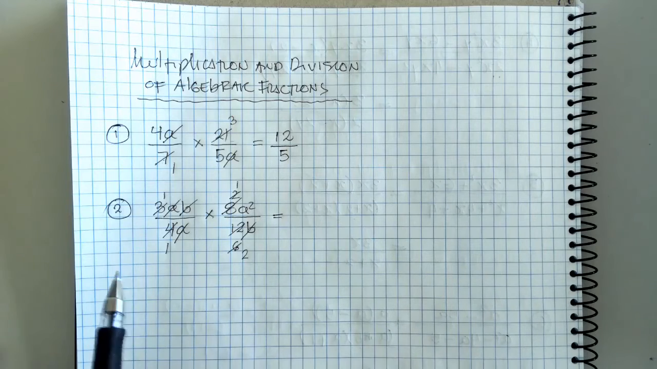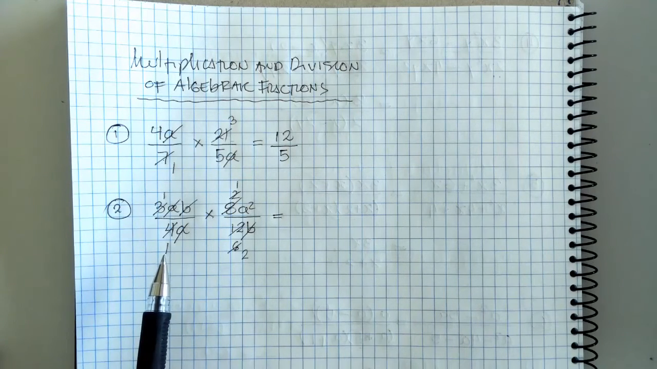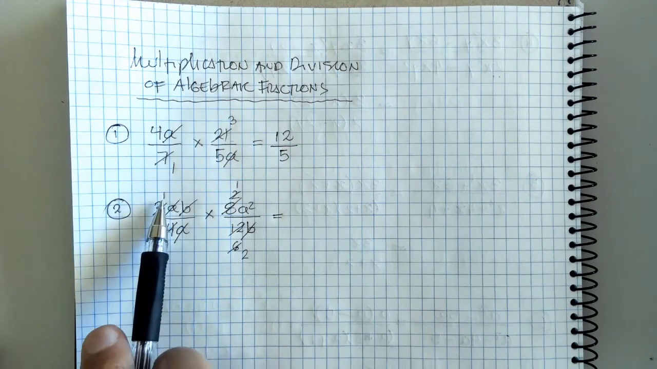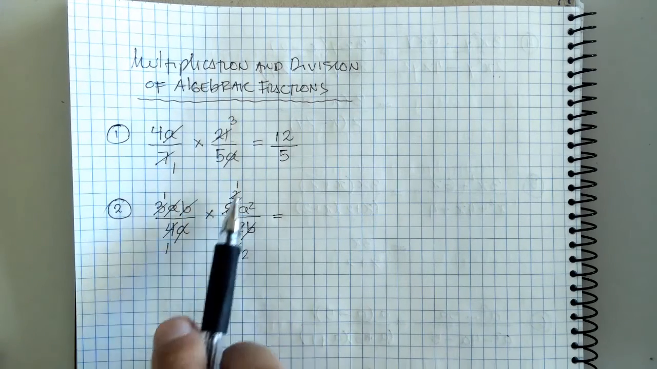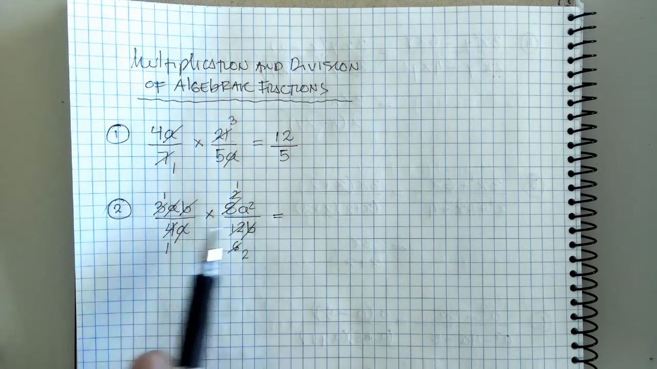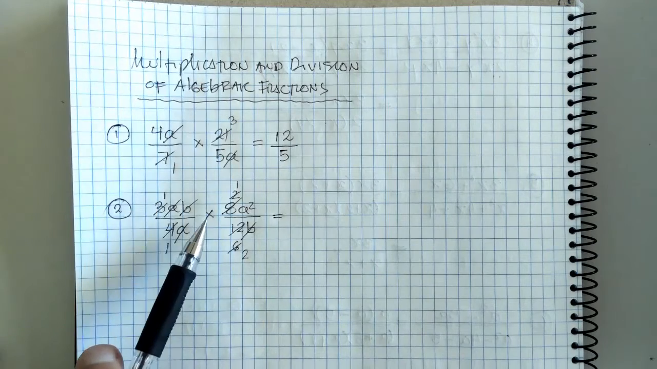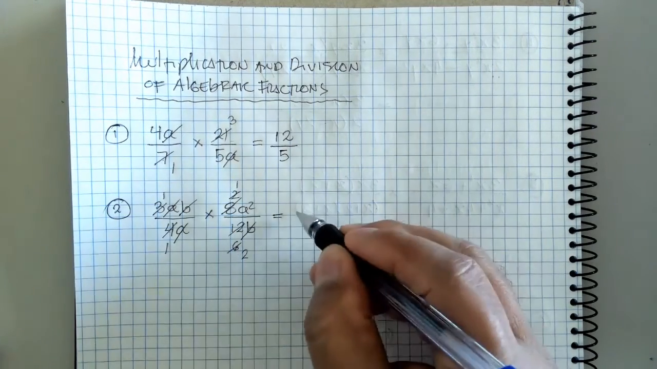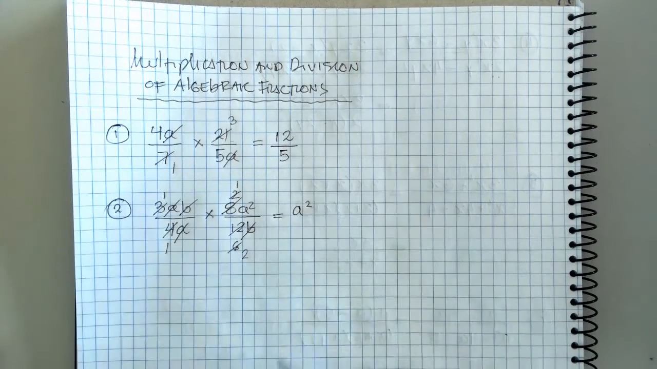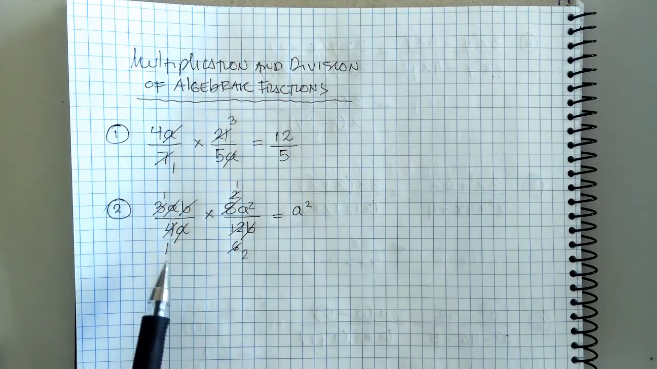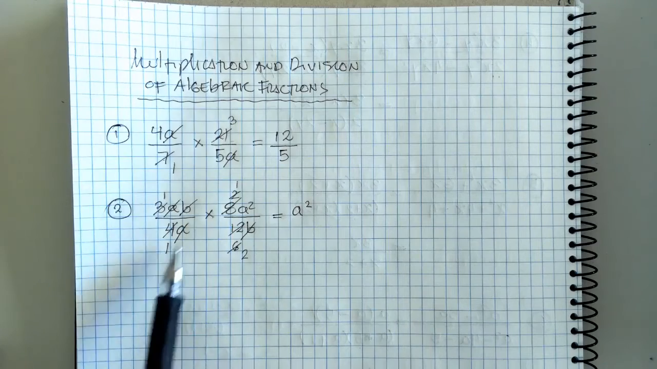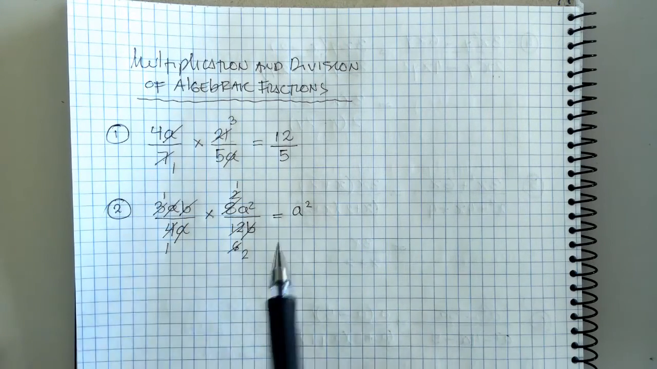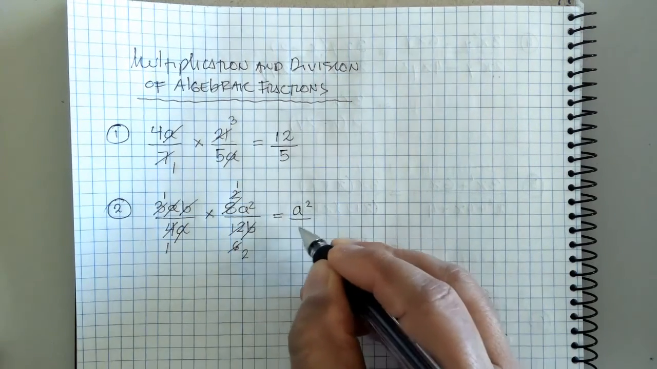Okay, and then let's see what we have on top. We have 1 times 1a squared, so that is simply a squared. At the bottom is only 1 times 2. So that is the answer.